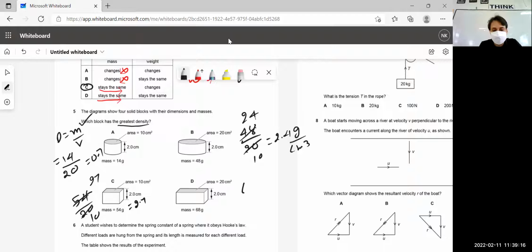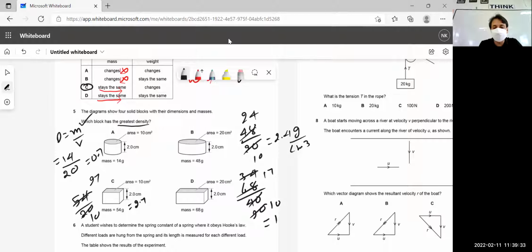And lastly, 68 divided by 50, and 2 3s are 6, 2 4s are 8, 2 2s are 4. Then I can further divide. You can even do this calculation directly in your calculator. In our GCSE, a calculator is allowed.